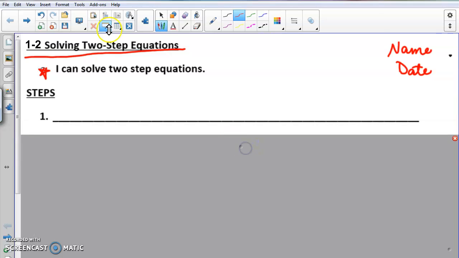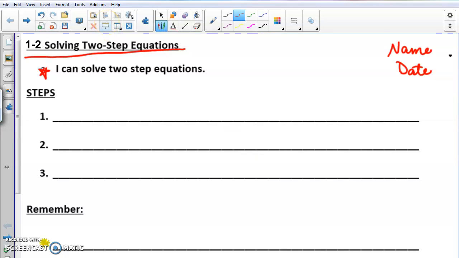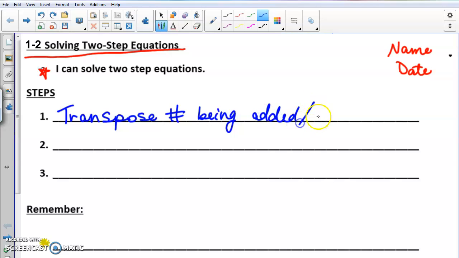Our steps. So let's go and get rid of that so we can see all of our steps. So step 1, we're going to transpose the number being added or subtracted. Remember, we talked about transposing last time. So we take a number from one side of the equal sign to the other with a corresponding sign change. So transpose what's being added or subtracted.